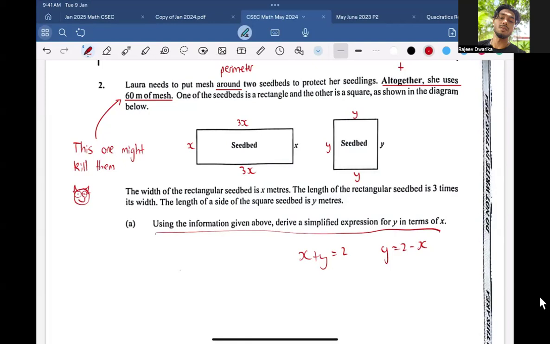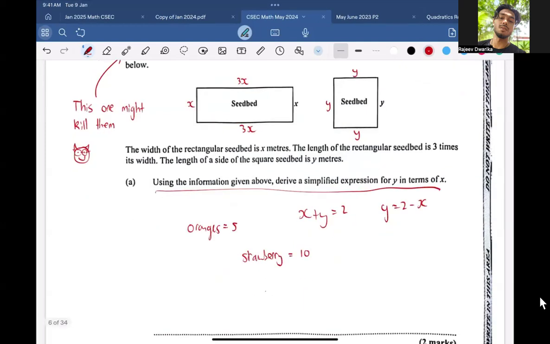Let me give you an example. Let me just say oranges are $5, and strawberries, rich people think a strawberry is $10. I could say a strawberry is equal to 2 oranges. By doing that, I'm expressing the strawberry in terms of the orange. So I'm expressing y in terms of x. Make sense?